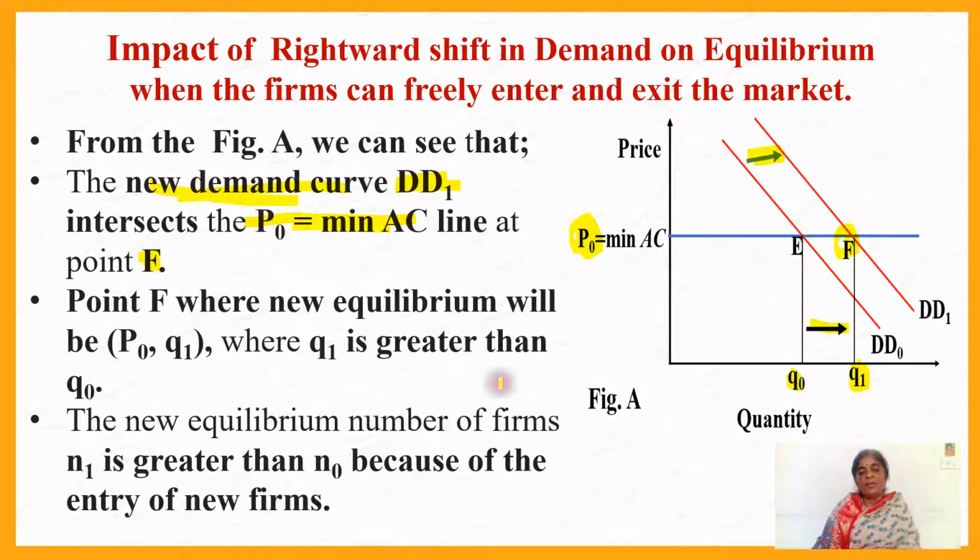And what can you say about the new equilibrium number of firms? It is N1, and the number of firms N1 is greater than N0. As you all know, because of the rightward shift of the demand curve, new firms are attracted because of the supernormal profit. Therefore, at this point, there are many firms compared to the initial stage. The number of firms at the new equilibrium N1 is greater than the number of firms at quantity Q0 at the equilibrium point E. Therefore, N1 is greater than N0 because of the entry of new firms due to the rightward shift of the demand curve.